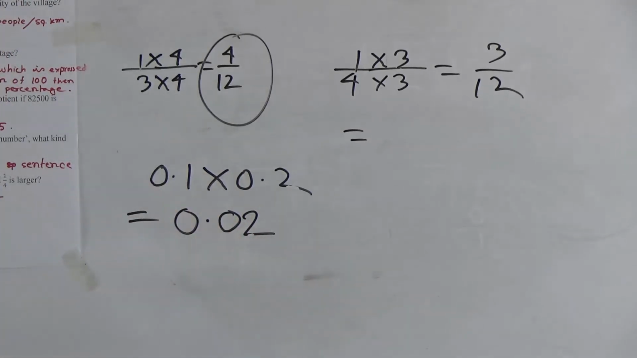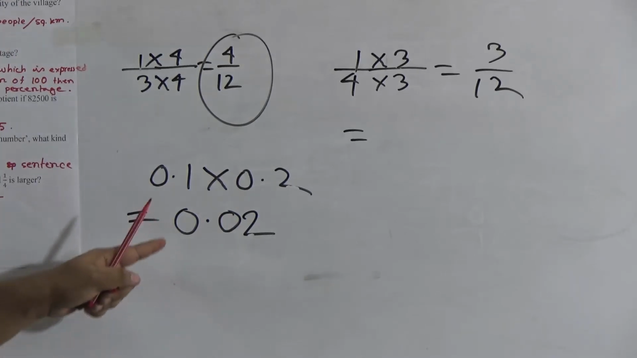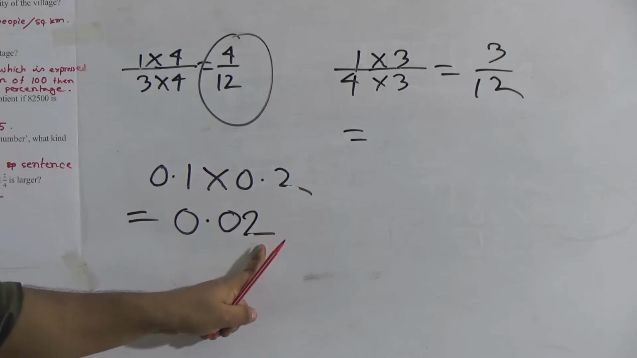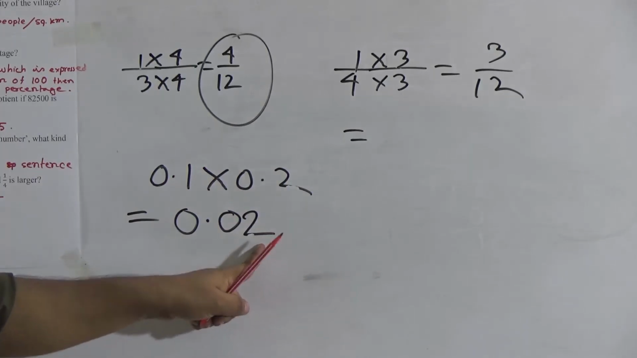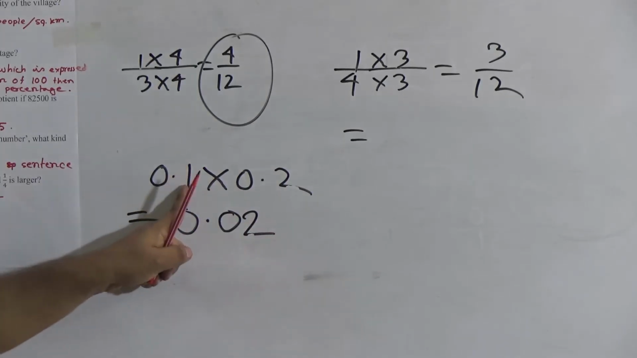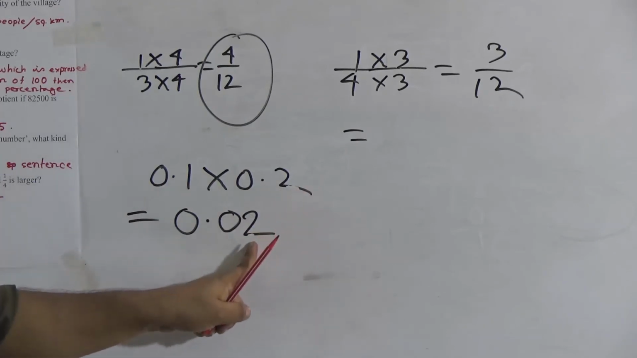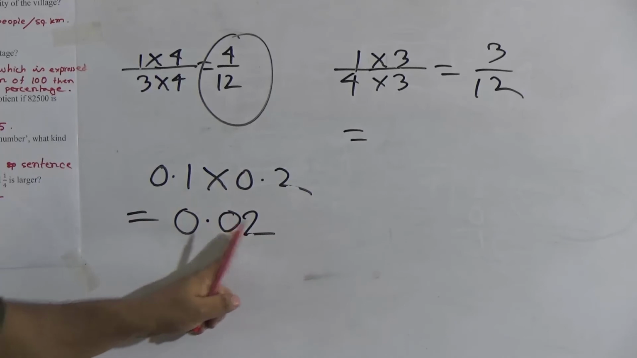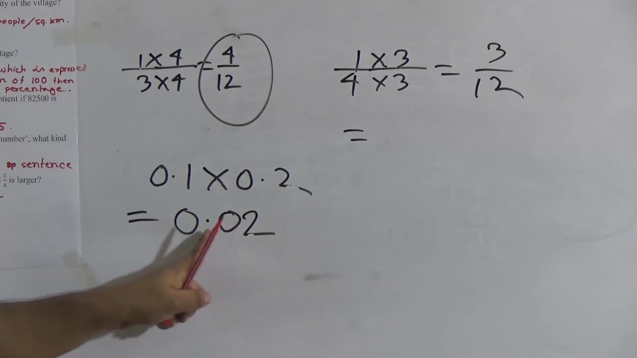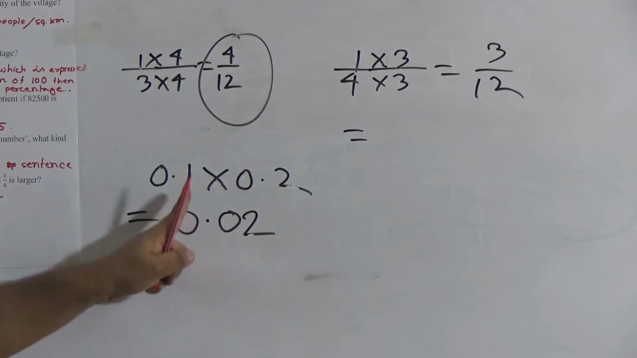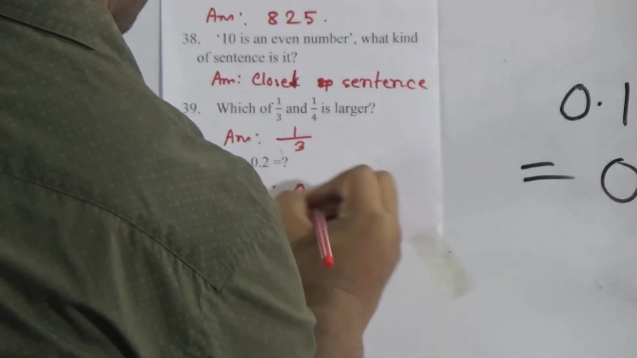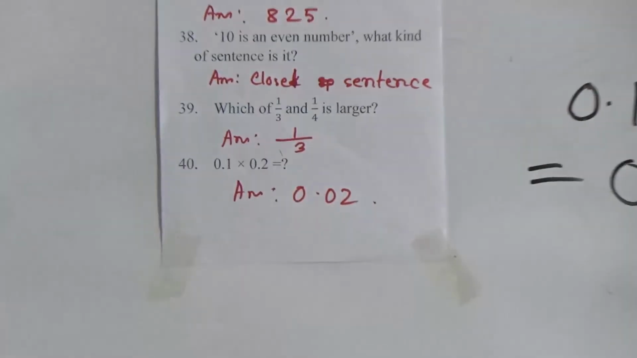I hope you have understood. So I repeat, at first we multiply this 1 with 2 and 2 1s are 2. Then we count how many digits after the point, 1 and 1, so 2 in total. Here there is only 1, so make it equal. We write here 0. That means 2 digits after the point and the 0 is here. So 0.02 is the answer. I hope you have understood.